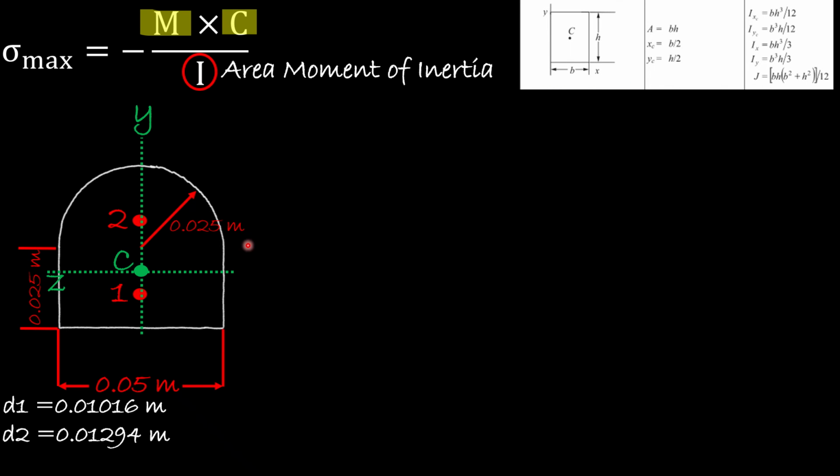So now let's take a look at shape 1. At shape 1, the first thing, the B corresponds to 0.05 and H corresponds to 0.025.